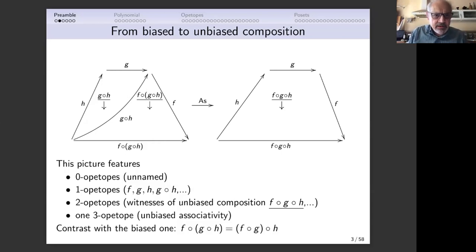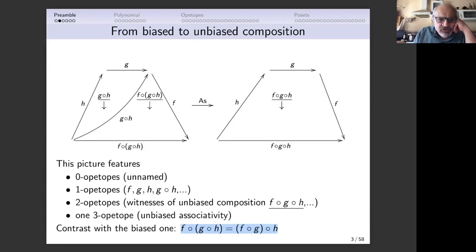Then you can look at the left of the picture in the same way. This triangle is the composition of G and H, and this one is the composition of F and G composed with H. And then finally, the three-cell here: you have to represent this as a three-dimensional picture. This is the front and this is the back, and the space in between is filled by us. And us features the associativity, but it's an unbiased version of associativity. So instead of writing the usual associativity, we write that F composed with G composed with H is the same thing as the unbiased composition of F, G, and H.